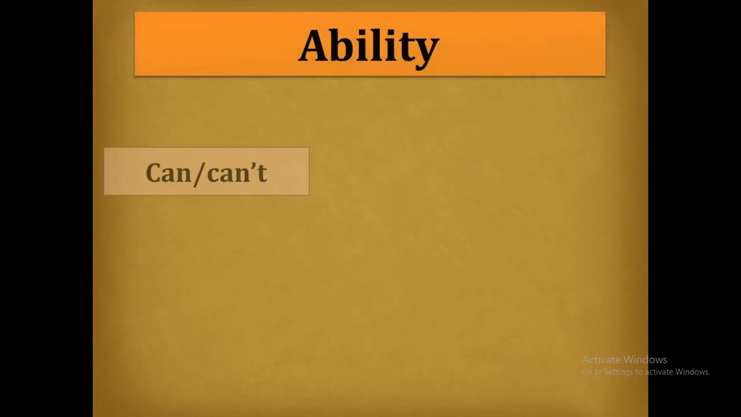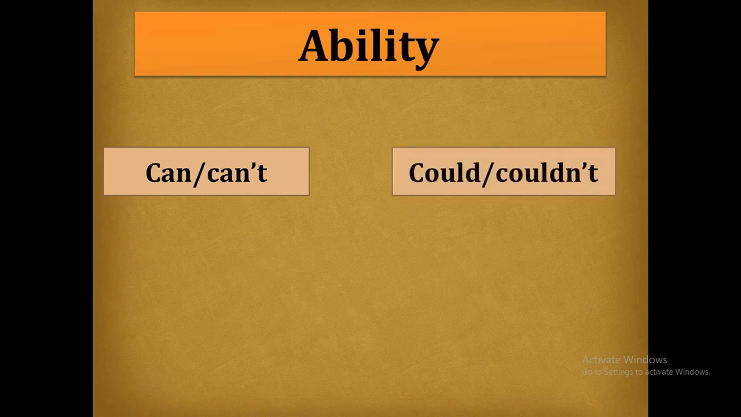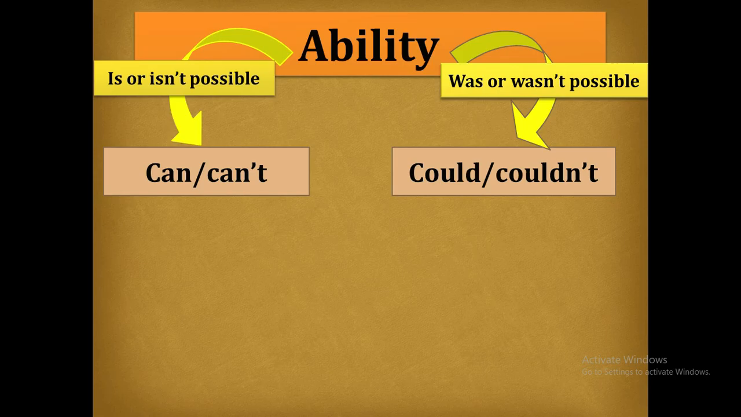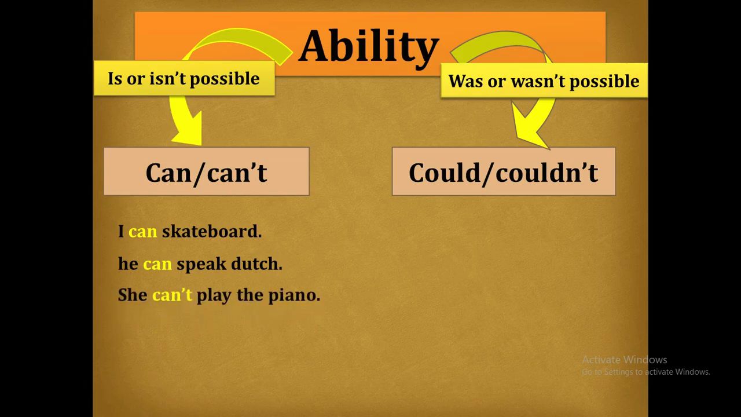Ability. We use can, can't, could, couldn't to express ability. Can, can't for the present means we say that something is or isn't possible. Could, couldn't for the past means something was or wasn't possible. Look at the following examples. I can skateboard, he can speak Dutch, she can't play the piano, they can't climb the tree. All of these sentences express ability in the present.